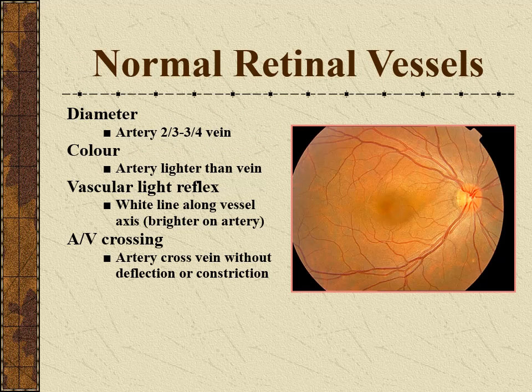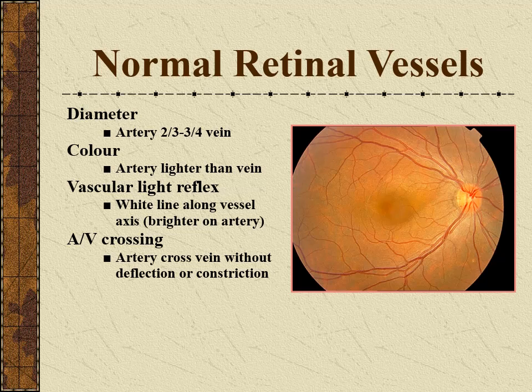Let us first revise some basic information regarding the retinal vessels. We should know that the arteries are thinner than the veins. So the diameter of the artery is about two-thirds that of the diameter of the vein. Both appear red in color because of the blood content, of course. However, the artery is lighter than the vein in red color.